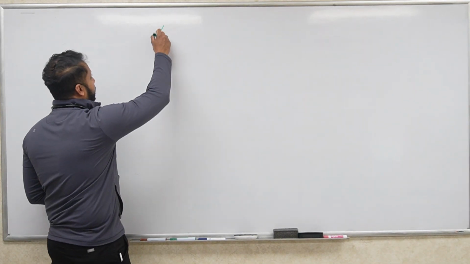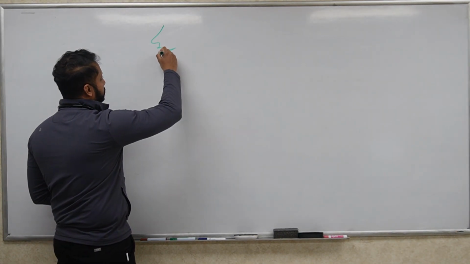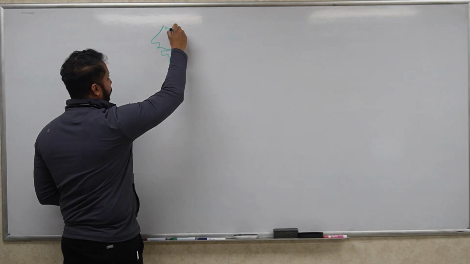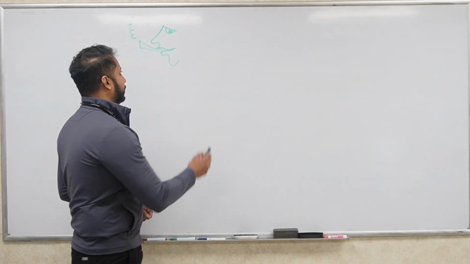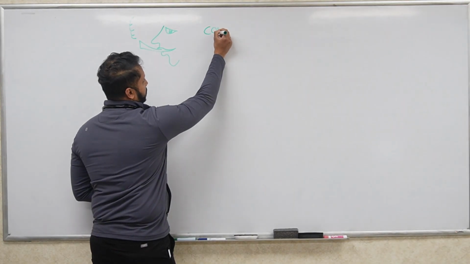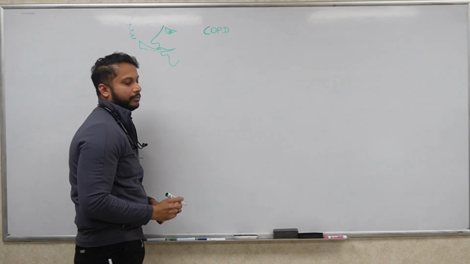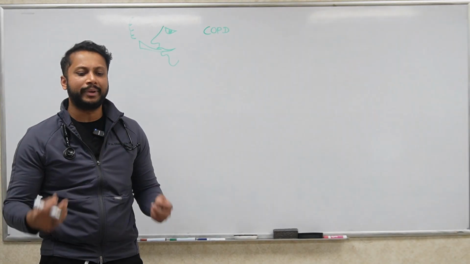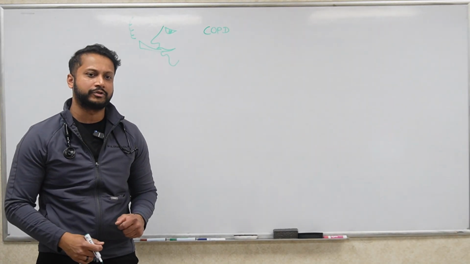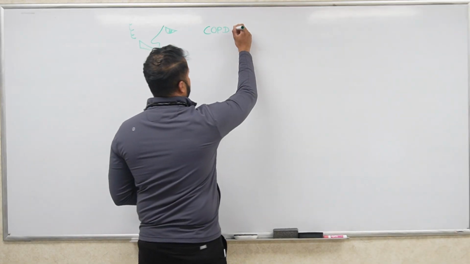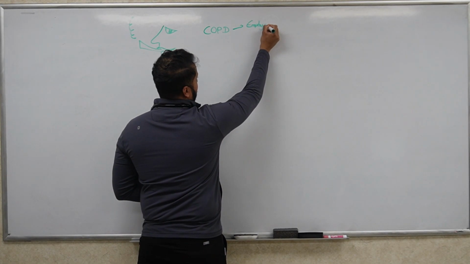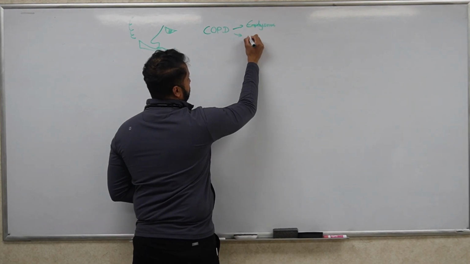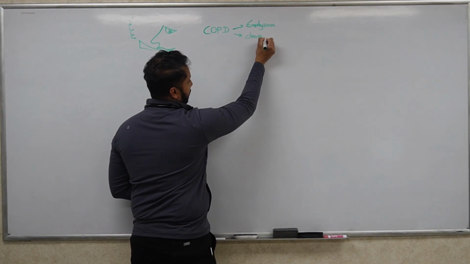But what happens when somebody smokes cigarettes? What are you guys worried about in this patient? COPD, right? So an important topic of interest for the boards is going to be COPD. When it comes to COPD, what are your two main different entities? You have emphysema, okay, and chronic bronchitis, okay.